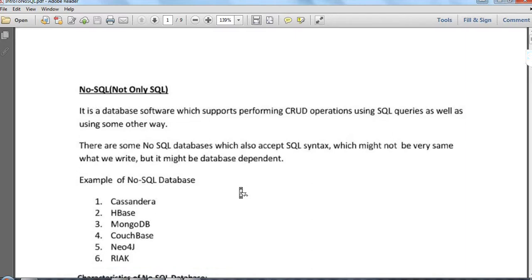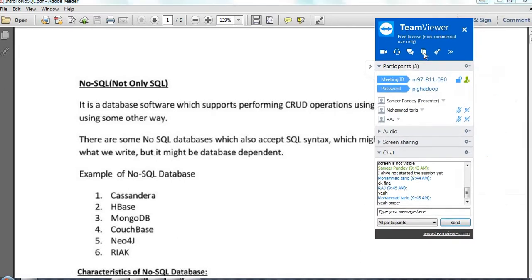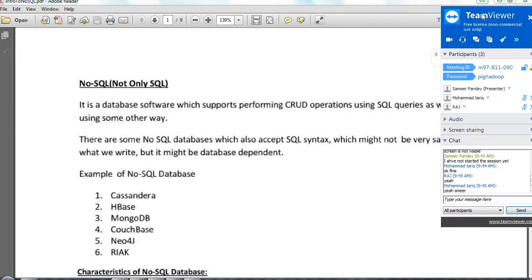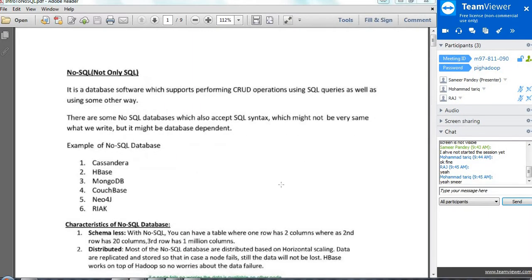What I'm trying to say is that there are various NoSQL databases which look similar to SQL, but are not actually SQL. We write the SQL syntax to make things easy, but in the background it performs some operation on unstructured data. How is it happening? We'll understand this.